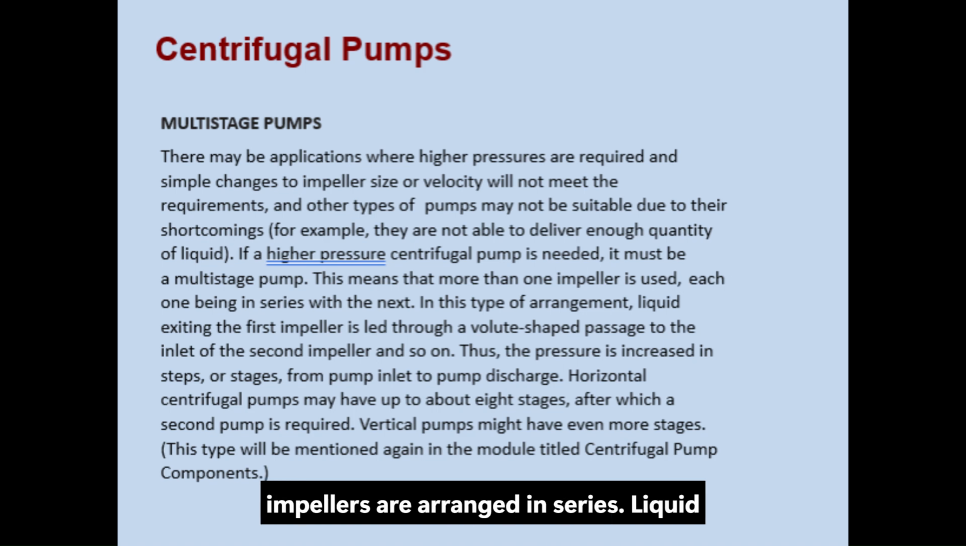In this design, multiple impellers are arranged in series. Liquid exiting the first impeller passes through a volute-shaped passage to the inlet of the second impeller, and so on through each successive stage. Pressure builds incrementally from pump inlet to discharge. Horizontal centrifugal pumps may have up to approximately 8 stages, while vertical configurations can accommodate even more. Beyond that, a second pump may be required.